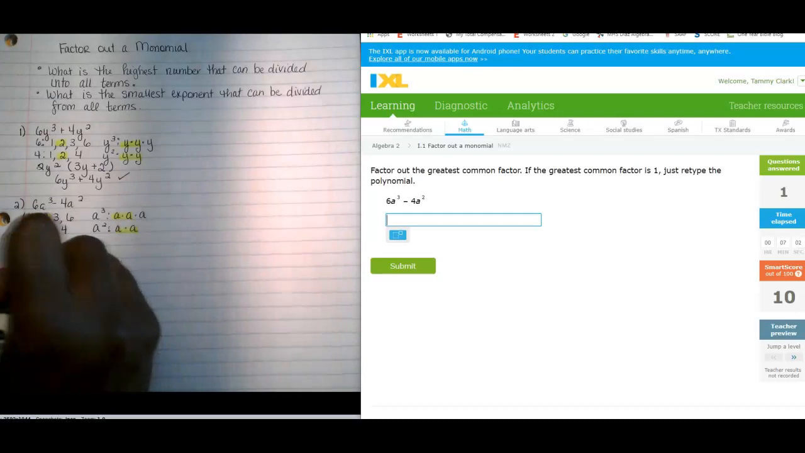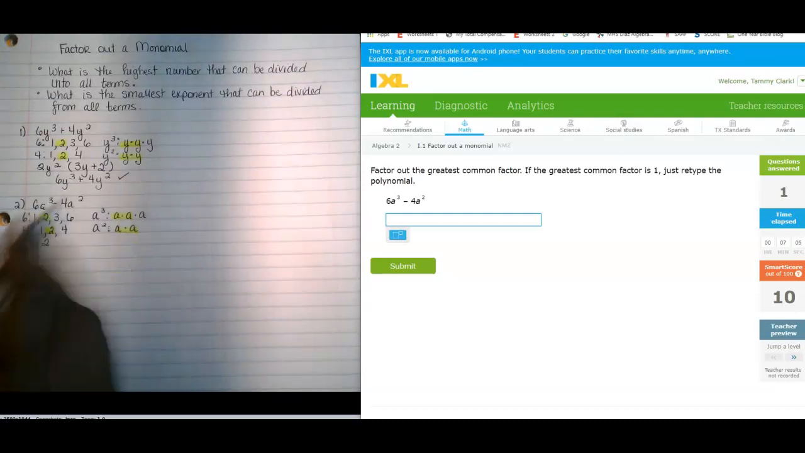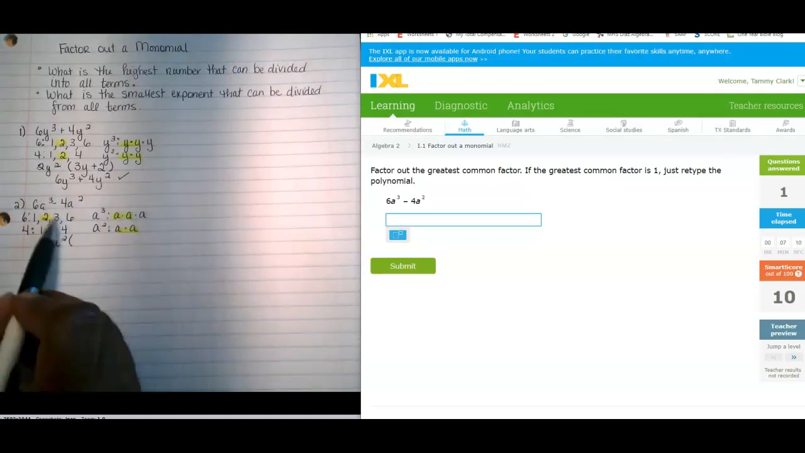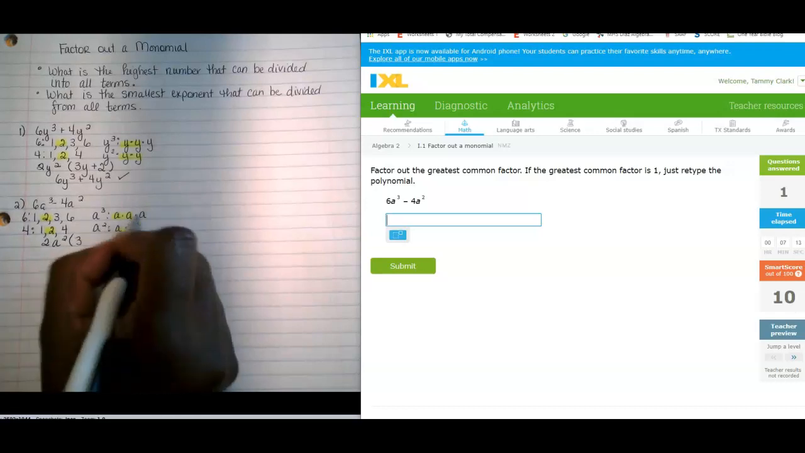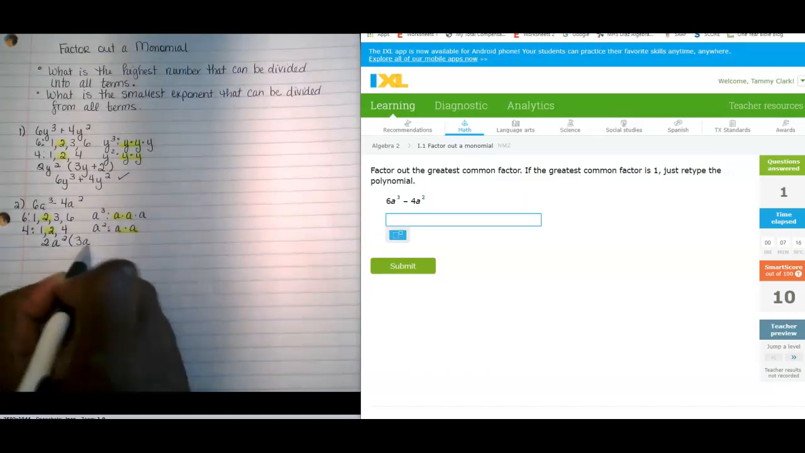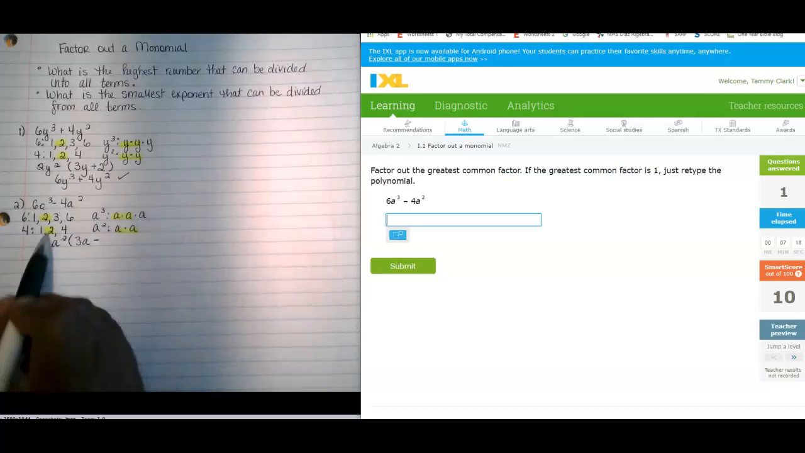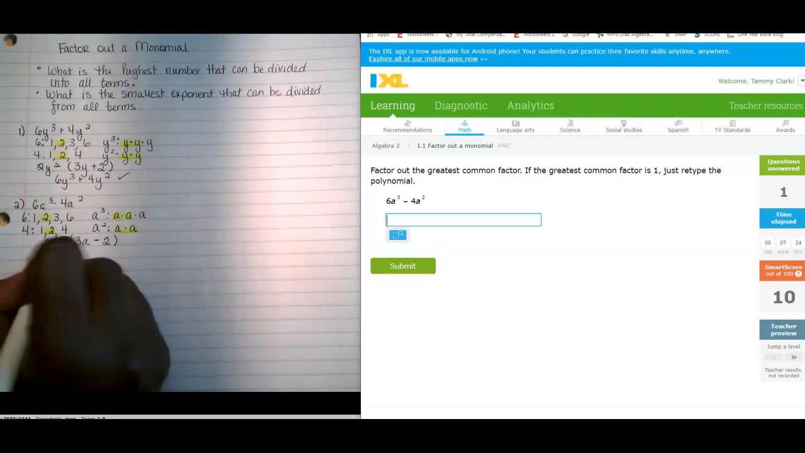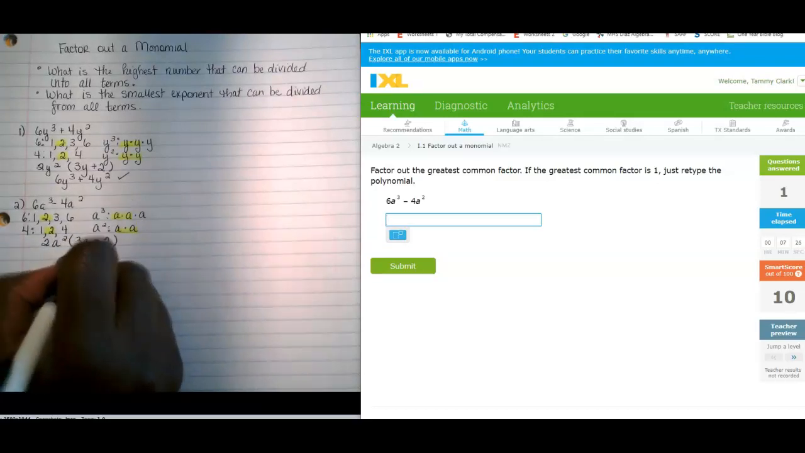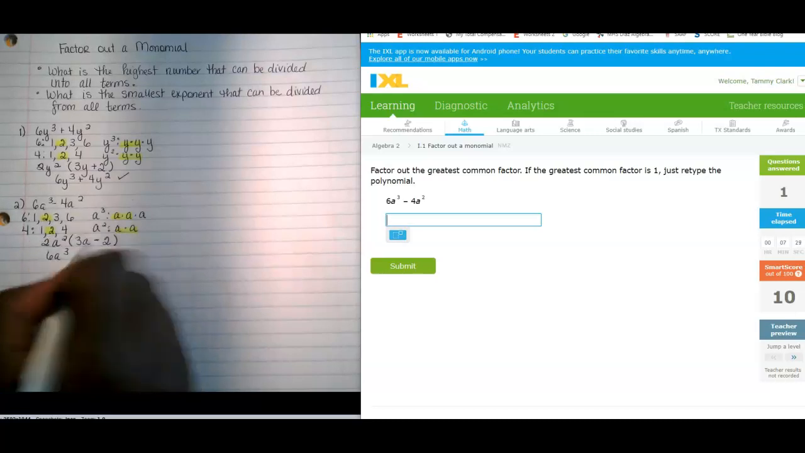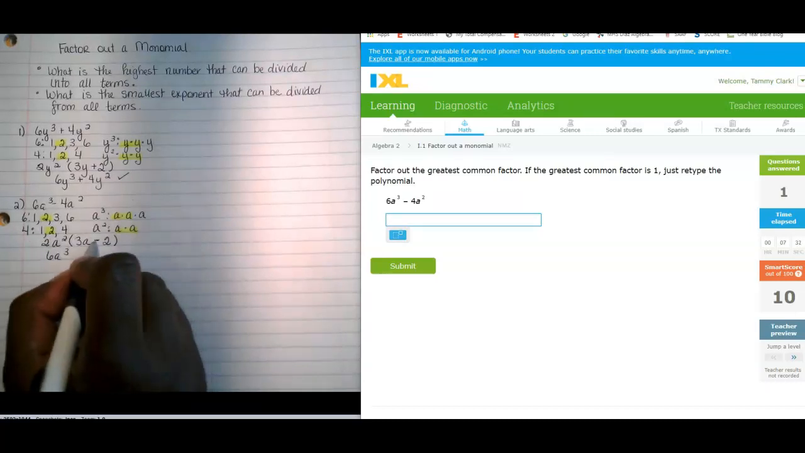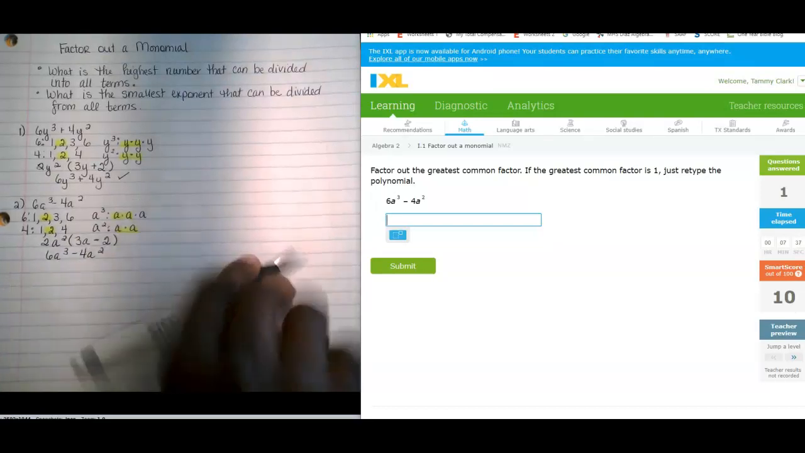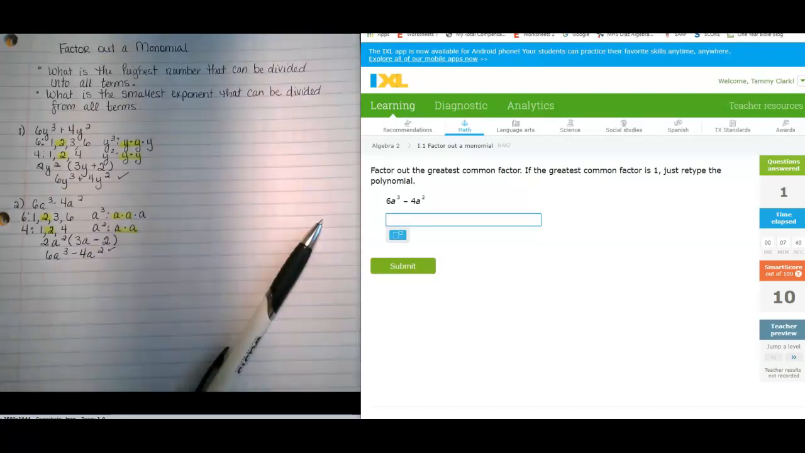So we're going to write our answer as 2a squared. What we have left over is 3 and 1a, so 3a minus, here's the 2 that's left over. And if we check it, we've got 2a squared multiplied by 3a, that gives us 6a cubed. 2a squared multiplied by negative 2 gives us negative 4a squared. That checks out.